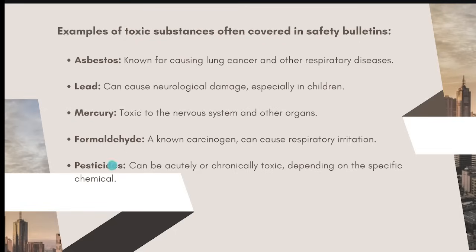So I have here now some examples of toxic substances that are often covered in safety bulletins. First, I have here what we call asbestos. This is known for causing lung cancer and other respiratory diseases. Another substance is usually lead. This one can cause neurological damage, especially in children.